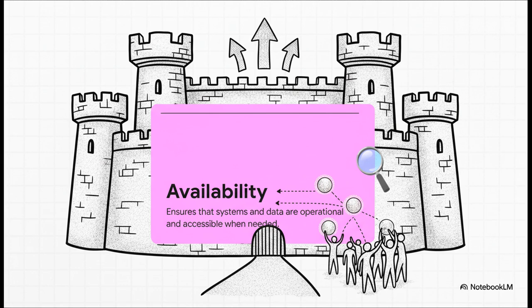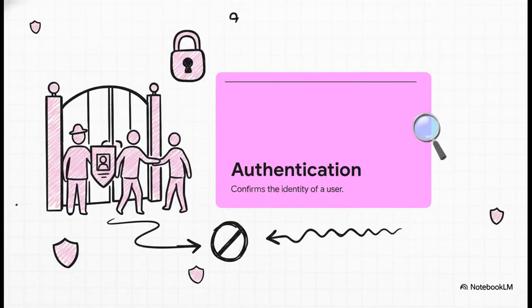Then we've got availability. I mean, a fortress is pretty useless if the people who are supposed to be inside can't get in, right? This principle makes sure the system is up and running when you actually need it. Simple as that. All right, authentication. This is the process of proving you are who you say you are. It's the guard at the gate yelling, "Who goes there?" and demanding your ID. In your life, this is your password, your fingerprint, or your face unlocking your phone.